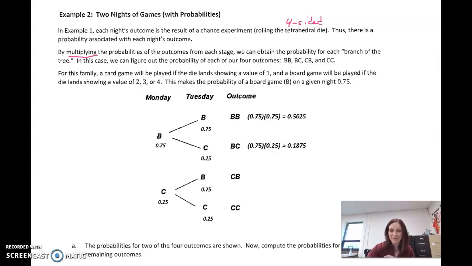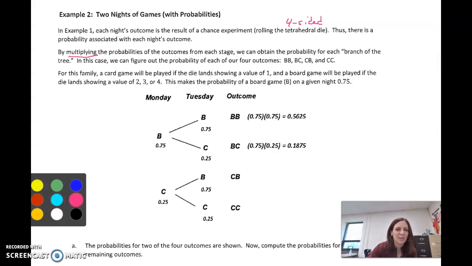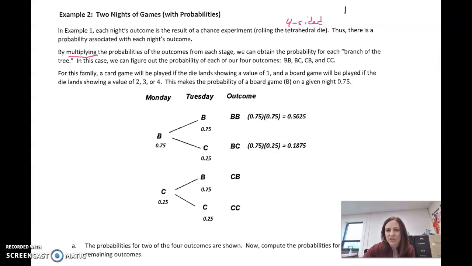So I apologize, we are not moving this to Wednesday. We could, but we're just going to take this right here and figure out probabilities from it. So in this case, we can figure the probability of each of our 4 outcomes. For this family, a card game will be played if the die lands showing a value of 1. A board game will be played if the die lands showing a value of 2, 3, or 4. If you just think probability here, it's 4-sided, so you can get a 1, a 2, a 3, or a 4.